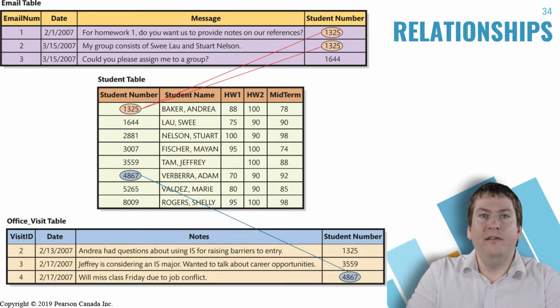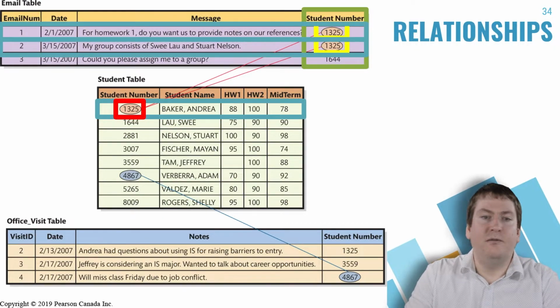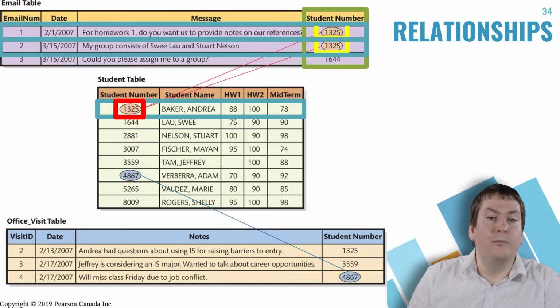And we're back. In this case, we simply look at the records for Andrea Baker in the student table. And when we're doing this, we find her student number. In this case, it is 1325. Next, we take a look at the email table and look for 1325 in the student number fields. In this case, we find two matches. This means Andrea sent two emails. We look at the records we found these matches in, looking to the left in this case, and we can find the content of those emails. In this case, we have a question about homework 1 and an email that they sent to the professor about some group members.